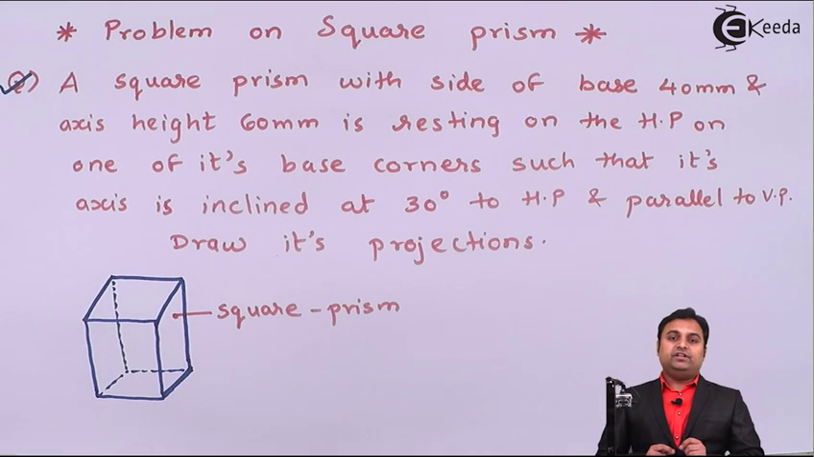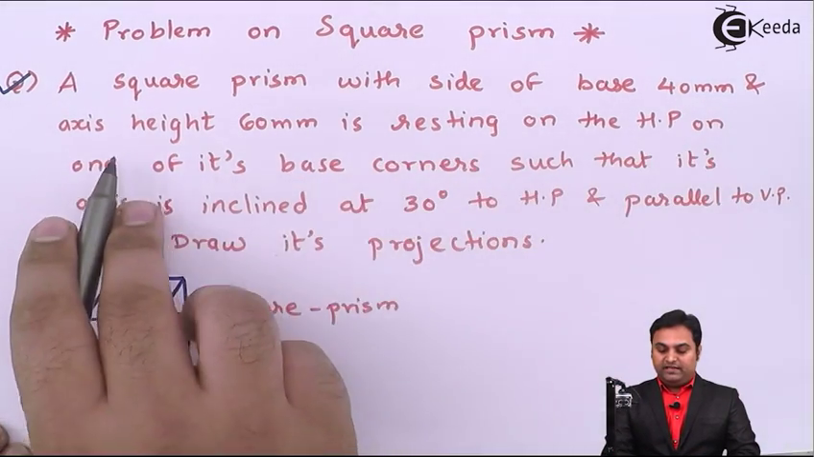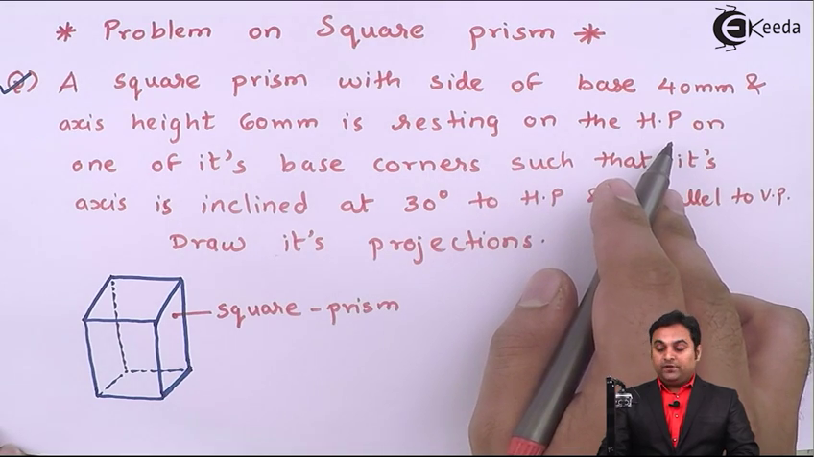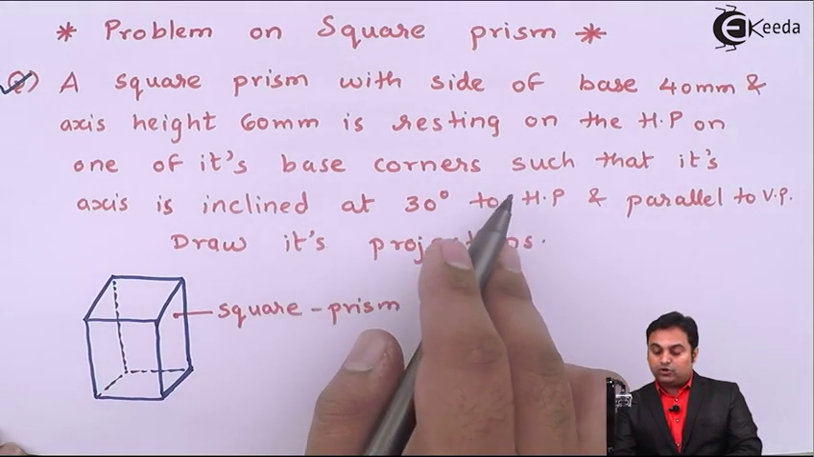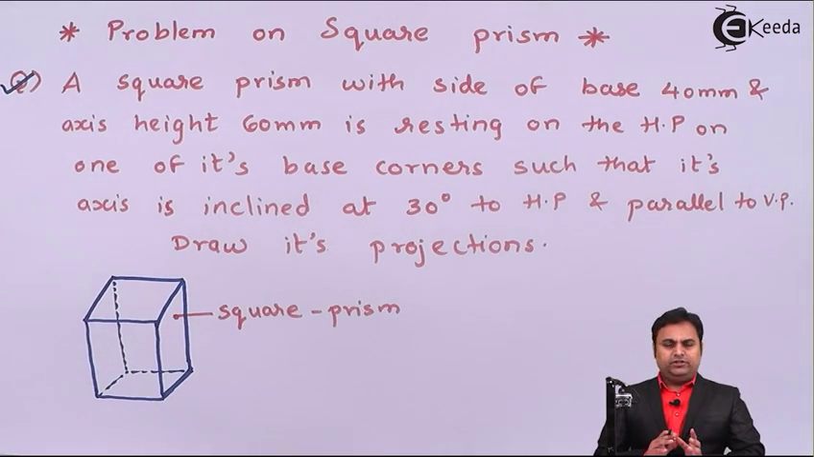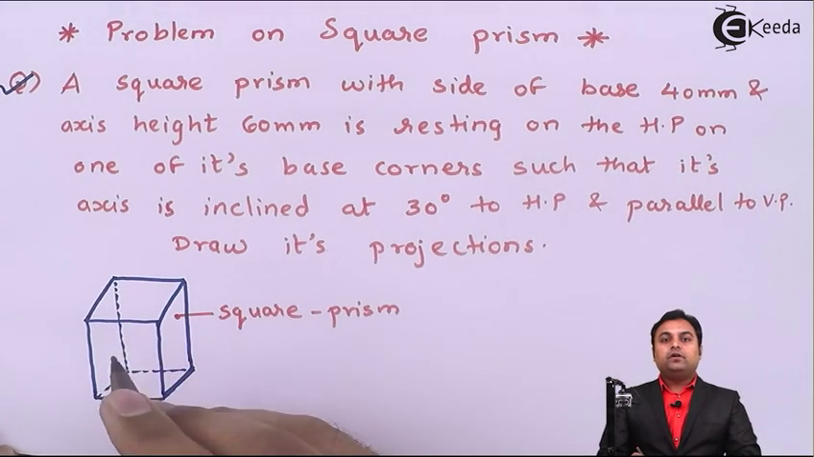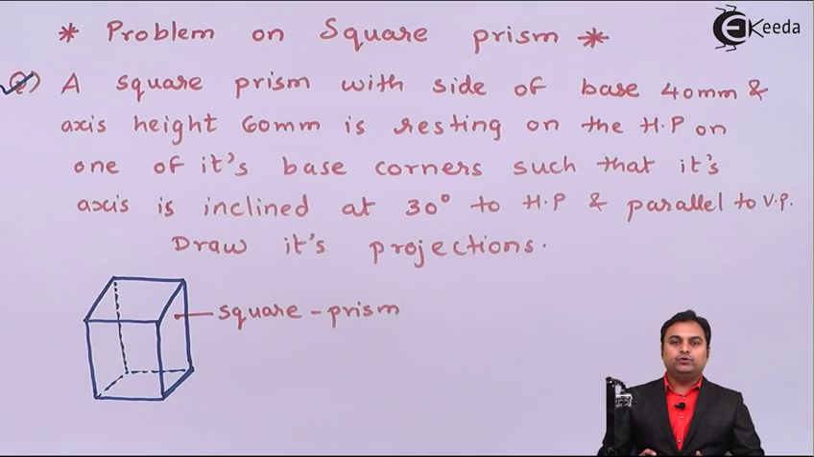Whenever it is mentioned in the question that a solid is resting on the ground, it means it is in HP, or they will directly tell that it is in HP, like in this problem, that a square prism with side of base 40 mm and axis height 60 mm is resting on HP, but the condition is on one of its base corners. Now, when I look into this condition, in case of solids, the first thing is we should be knowing which condition to use, because if we look at square prism, there are 4 edges, at the same time there are 4 corners. We should be very much clear which condition to use.